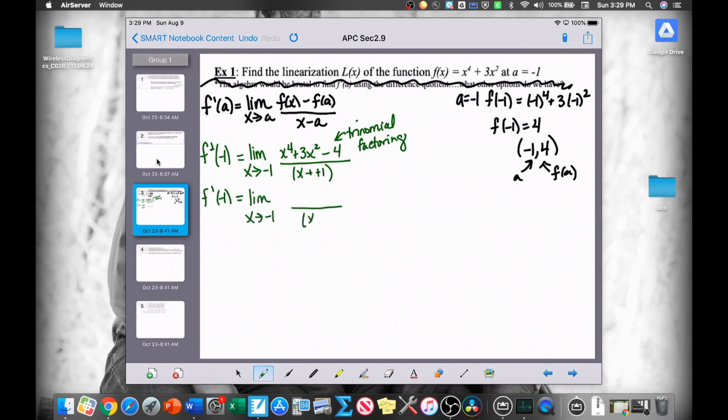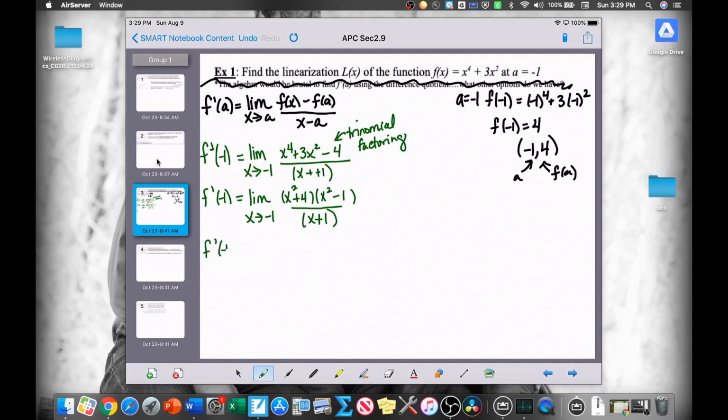On the bottom, we have x plus 1, so that's what we're trying to get rid of. But keep in mind, when we factor our numerator, because we had a 4th degree trinomial, our two factors are going to be x squared plus 4 and x squared minus 1. Now, one of those is a difference of squares and can be factored further, but the only one that's a difference is the x squared minus 1. The x squared plus 4 cannot be factored further.